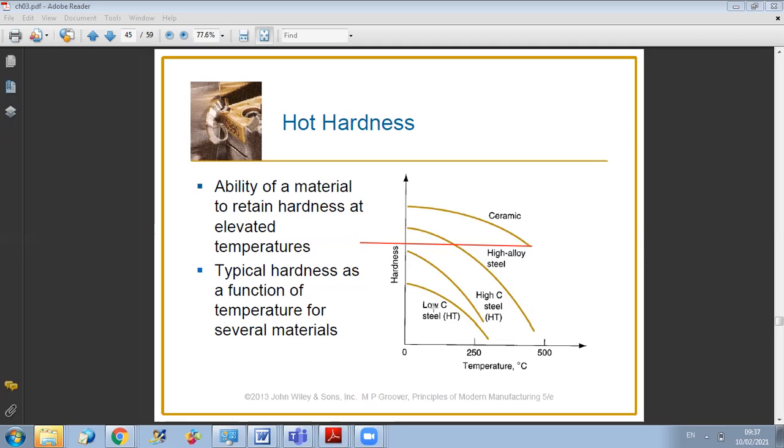On the other hand, for example, for steel with low carbon content, you can see that the slope of decrease of hardness is very high with temperature.